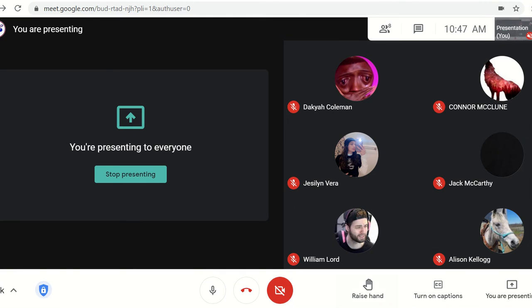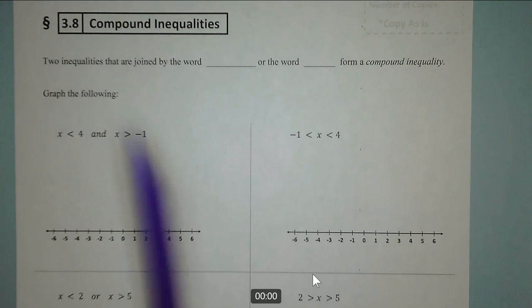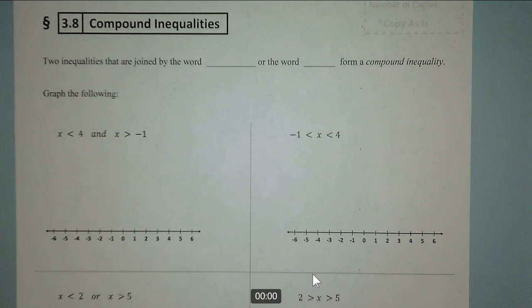All right. If you can't see my paper, then just someone speak out. I'm assuming everyone can see this, but here we go.